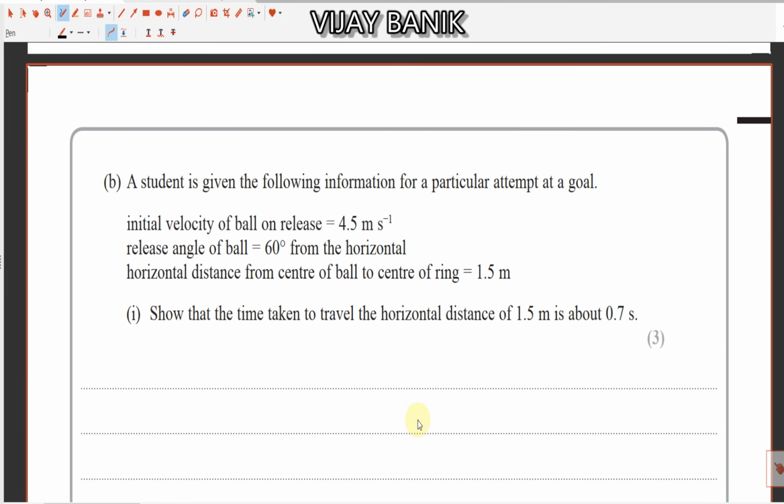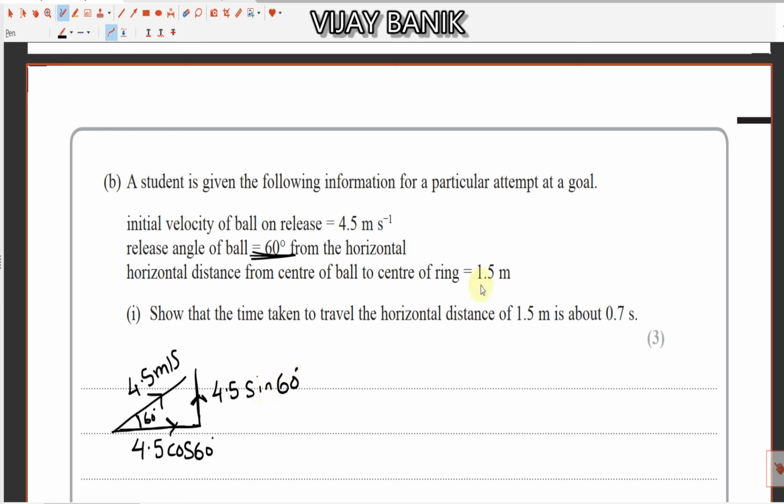Now let's talk about the information they have given us over here. The student is given the following information if they want to score a goal. The initial velocity of the ball is 4.5 meters per second, thrown at an angle of 60 degrees to the horizontal. So the horizontal velocity is going to be 4.5 cos 60 degrees, and vertically it's going to be 4.5 sin 60 degrees.